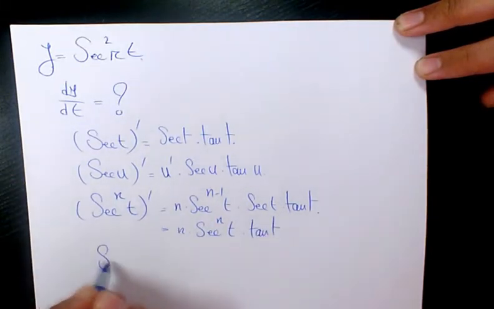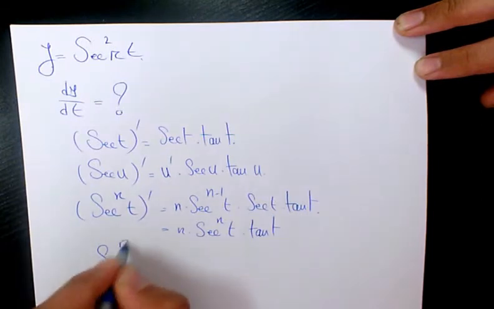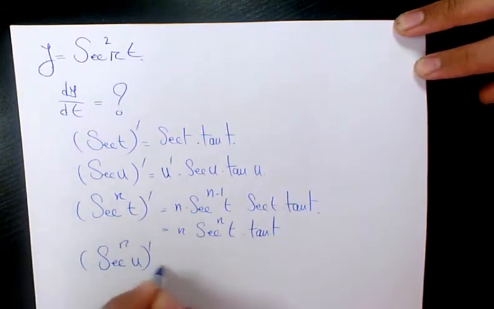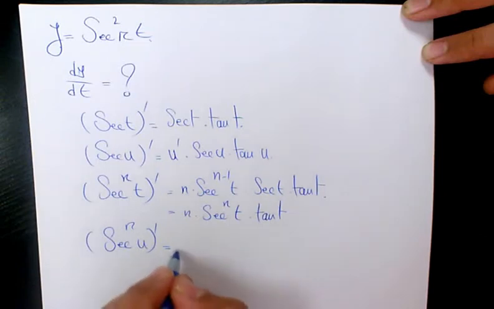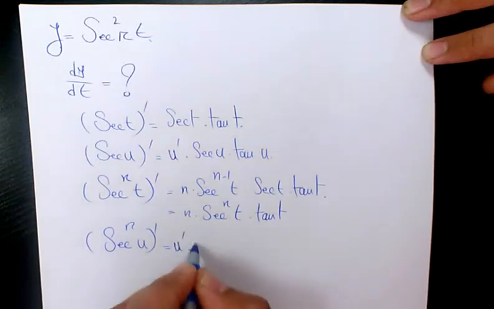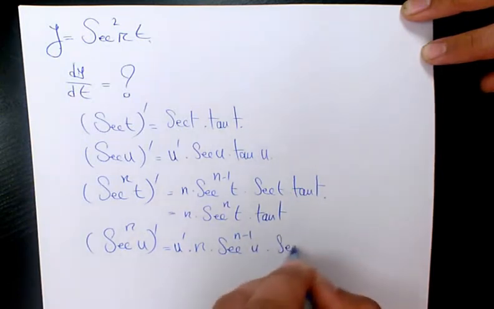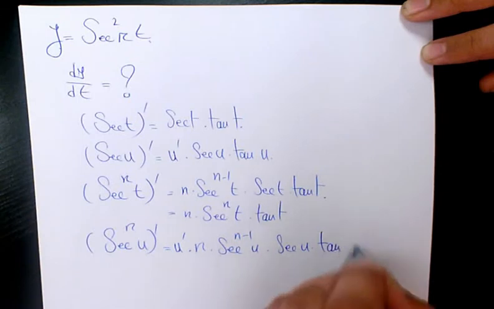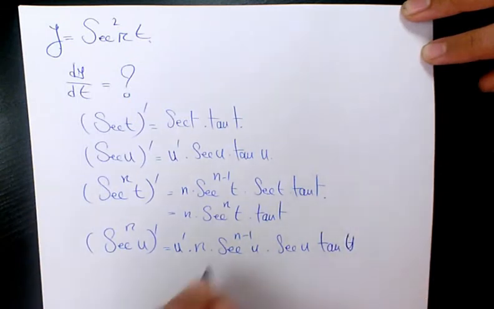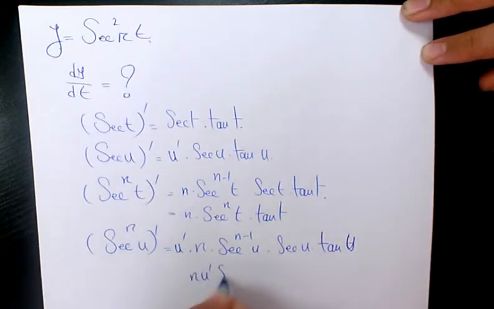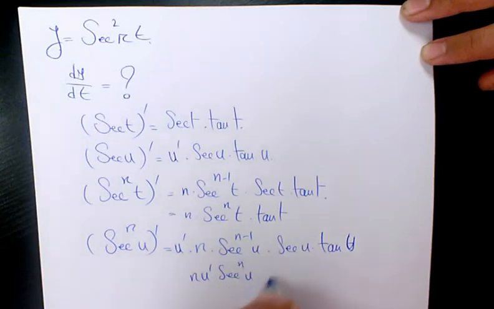And we have secant to the power of n u, when u is a function of t. That's going to be u prime times n times secant to the power of n minus 1 u times secant u times tan u, which is going to be n u prime secant to the power of n u times tan u.